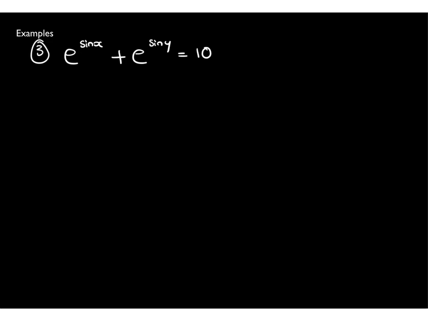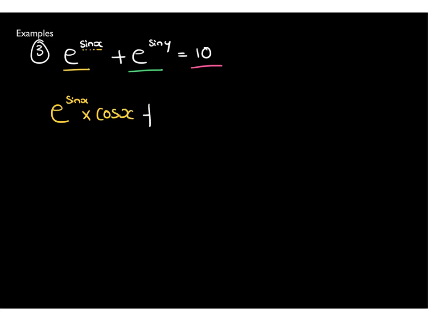So next one, e to the sine x plus e to the sine y equals 10. Differentiate both parts, well, all three parts with respect to x. So the green part is going to have to be done implicitly. The yellow part, that's easy, but it does still require the quick chain rule. It's an exponential function, so it will stay as e to the sine x, but multiply by the derivative of the inner function, cos x.